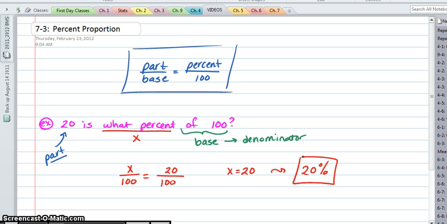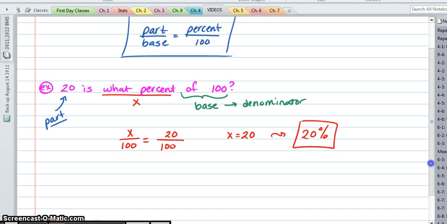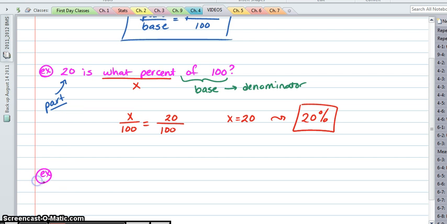No moving decimal points here. I am working with ratios, and any number out of 100 can be converted into a percentage by just taking the numerator and writing the percent sign after it. Let's take a look at another example. A little bit more interesting.